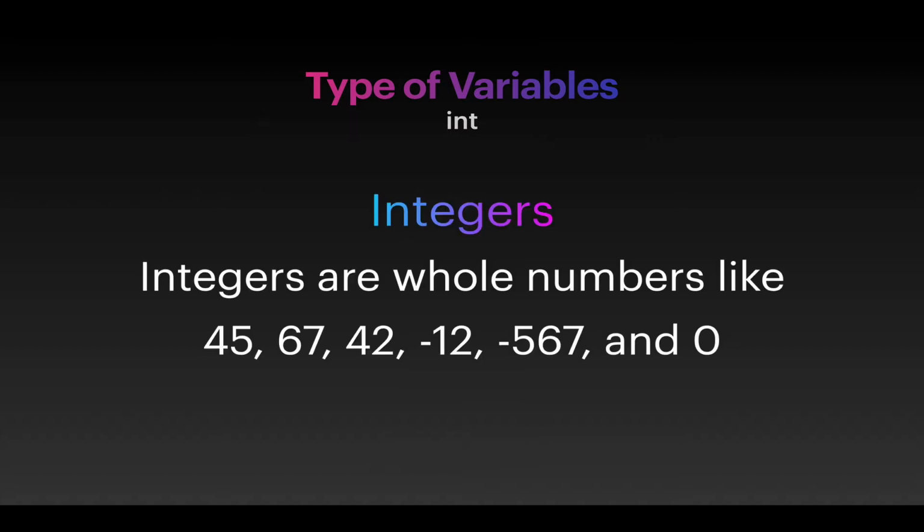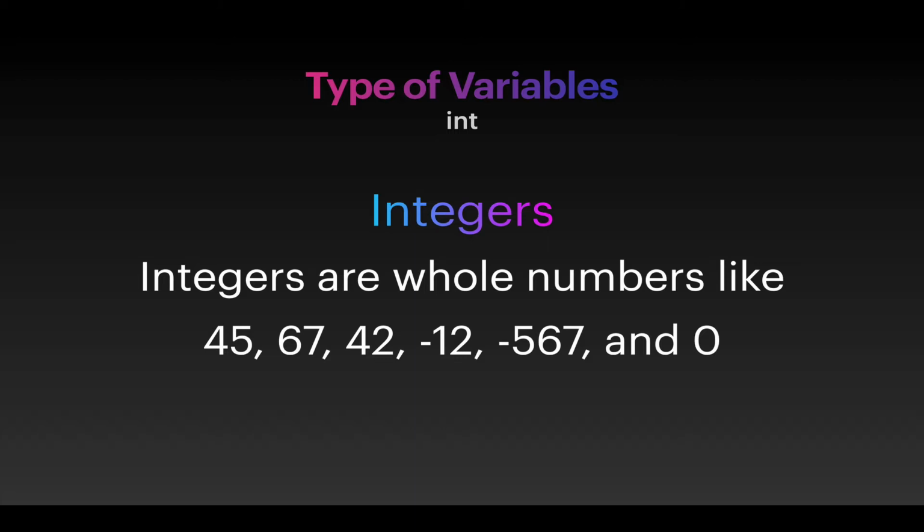So an integer is a whole number. It can be a positive value, it can be a negative value, it can even be 0. But it is a whole number. It does not have a decimal point. It doesn't have anything after it.